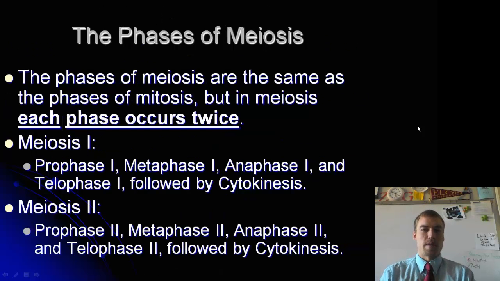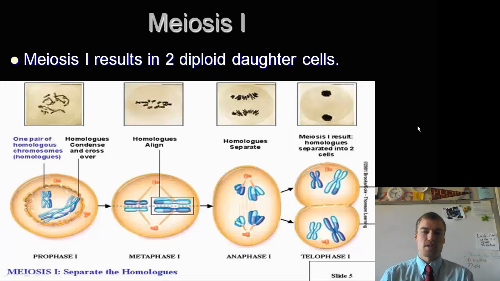So, the phases of meiosis. Meiosis is similar to mitosis, but it is not the same. In mitosis, remember, each of the phases occurs once: prophase, metaphase, anaphase, telophase. But in meiosis, each phase occurs twice. So we actually get two stages: meiosis I and meiosis II. Meiosis I is going to produce 2 diploid daughter cells. At this point, they are already genetically different from each other.